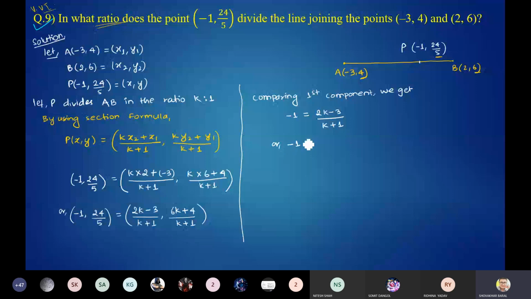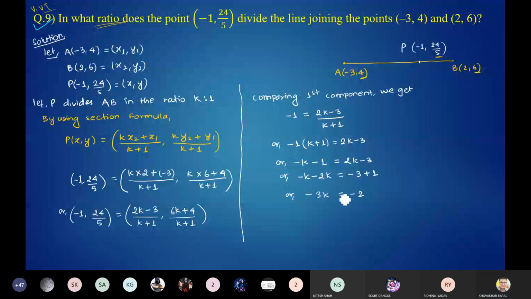Let's do the cross multiplication. -1 times k plus 1 equals 2k minus 3. Let's do the multiplication and simplification further. -k minus 1 equals 2k minus 3. Let's simplify it further. -k minus 2k is equal to -3 plus 1. Please correct me if it is wrong. If the simplification process is wrong anyway, please let me know. -3k is equal to -2.